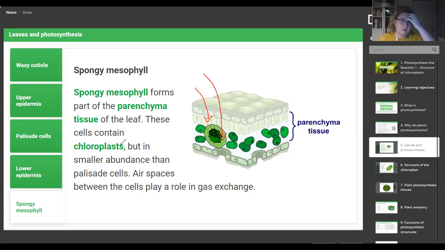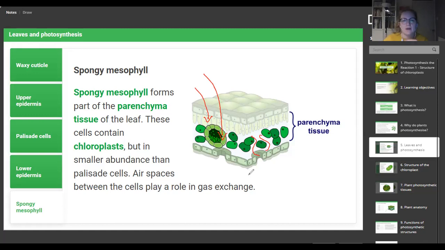So yeah, this spongy mesophyll forms part of the parenchyma tissue along with those palisade cells. They contain some chloroplasts, but not as many as in the palisade cells. And then they have air spaces between the cells, and they're really important. If you think back to gas exchange in leaves, we talked about transpiration before. The gas needs to be able to move around these cells. So we've got lots of this air space in there, and that's that gas exchange. So that is our basic structure of a leaf.